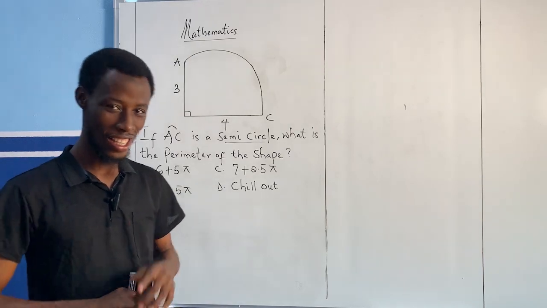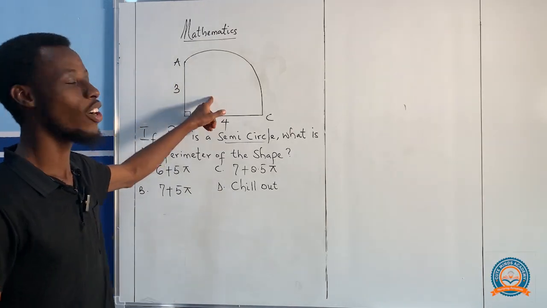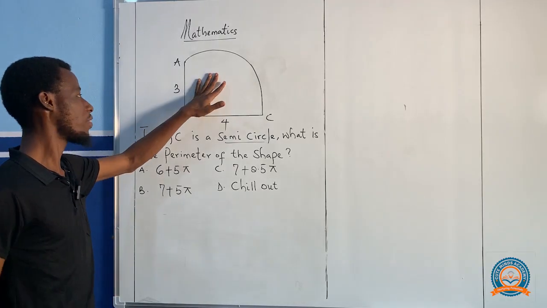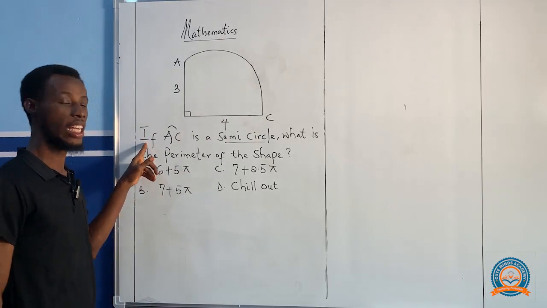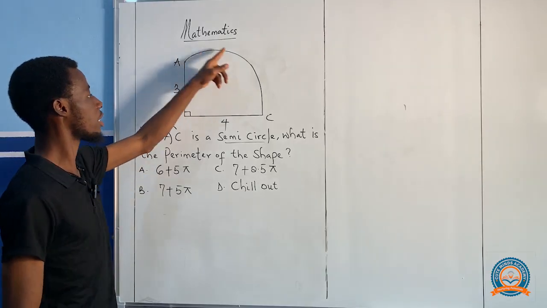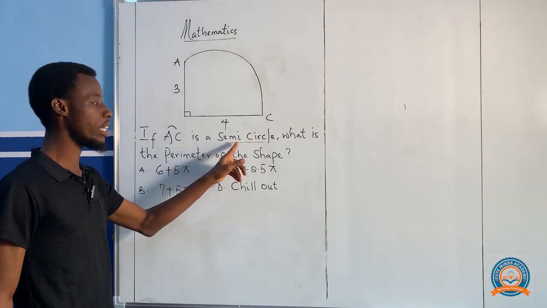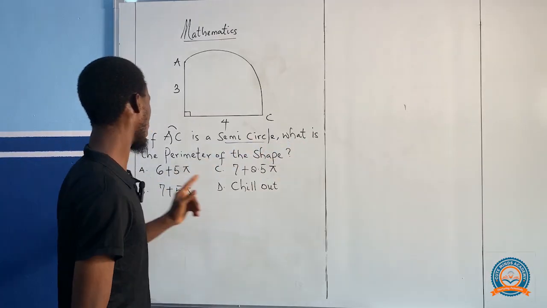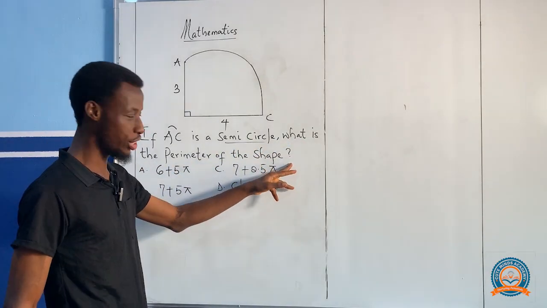Hi viewers, here is another quick one for an SAT question. Here we have this diagram and we are given that AC, which is this arc, is a semicircle. What is the perimeter of the shape?